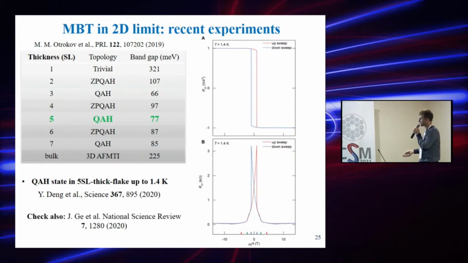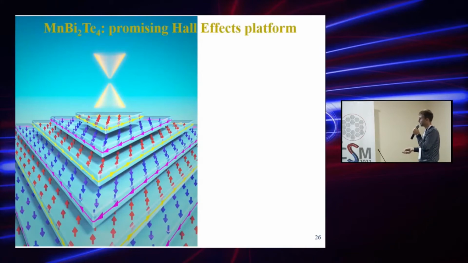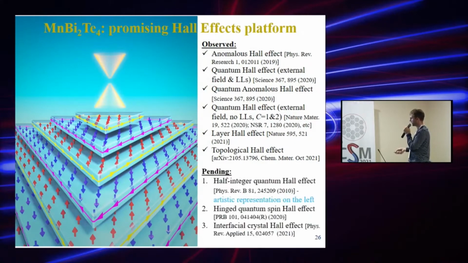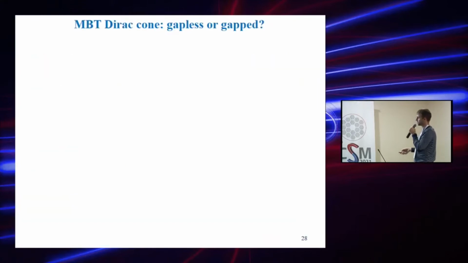Also, I would like to advertise the results by another group who realized the high Chern number and high temperature states in the MBT films, up to 30 Kelvin or 10 Kelvin for Chern 2 and Chern 1. So this is all very remarkable. As you have already seen, MBT appears to be a promising platform for a number of Hall effects. Actually, 6 of them are claimed to be observed, and still we have 3 pending, maybe more, who knows. Shown here on the left is the artistic representation of the half integer quantum Hall effect. So, very rapidly, the current status of the field.